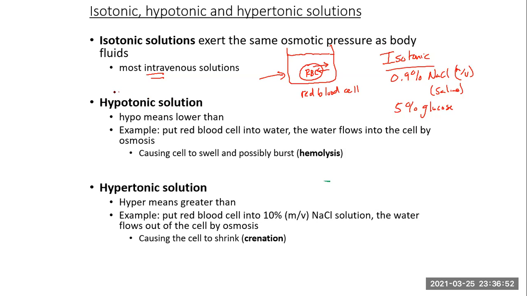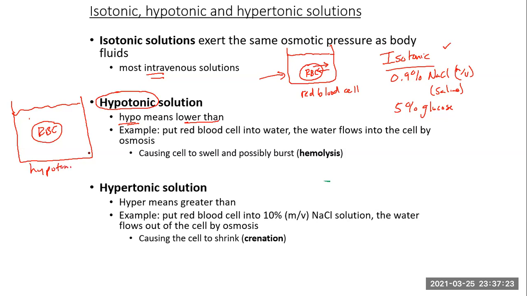We do start to run into a little bit of trouble if we get into perhaps a hypotonic solution. Hypo means lower than. So this is a solution that is lower in concentration than an isotonic solution. What would happen in that particular case? Well, if we take our same red blood cell and put it into our hypotonic solution, what that means is the solution outside of the cell is less concentrated than the solution inside the cell.